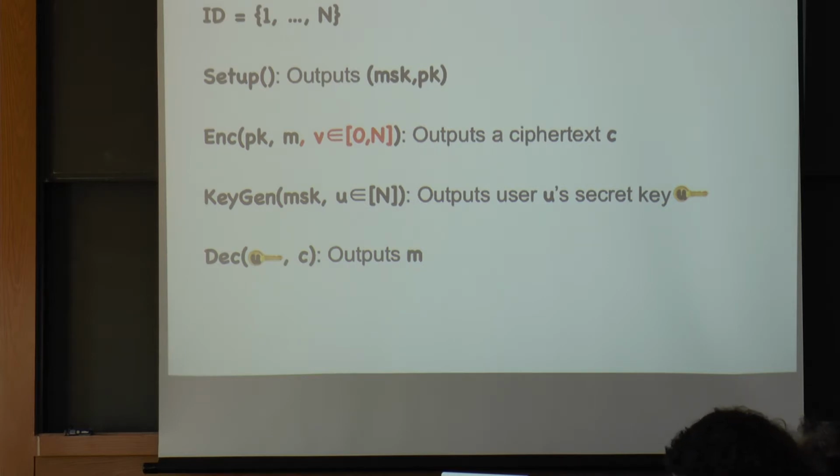Okay, so here is the semantics. It looks very similar to the semantics for traitor tracing, except there's no tracing algorithm yet. And then we have one difference here: the encryption algorithm takes an extra input, which is a number from 0 to n.